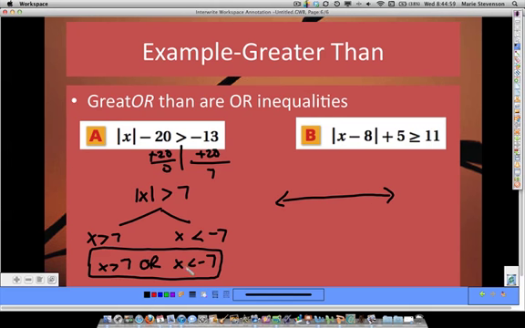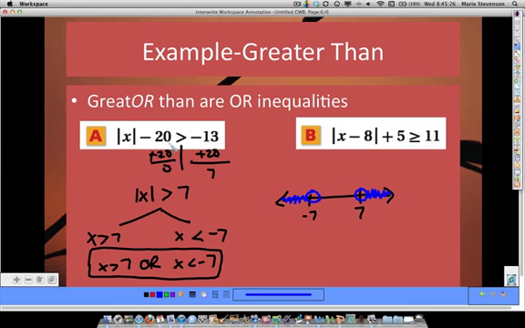So now, this is our lower bound, right? Because x is less than negative 7. So that means negative 7 goes over here. This is the upper, because it's greater than. So I have open circle and negative 7 to the left because it's less than. And in this case, I have open circle on 7 to the right because it's greater than. And that's it.